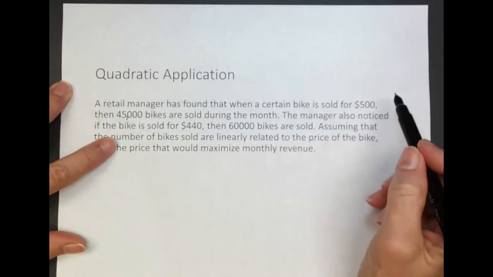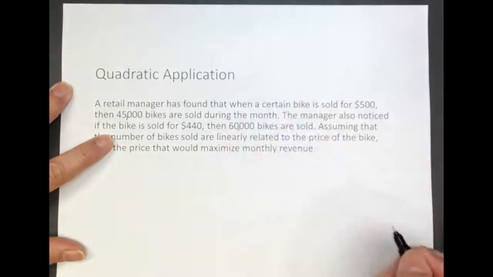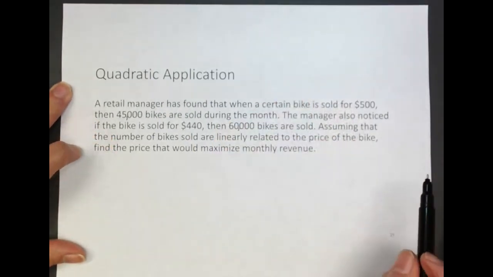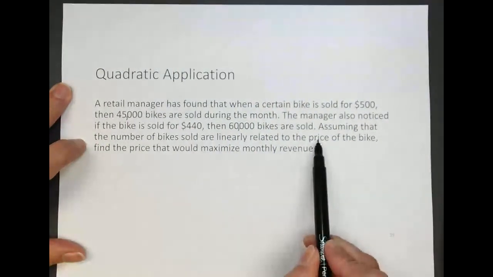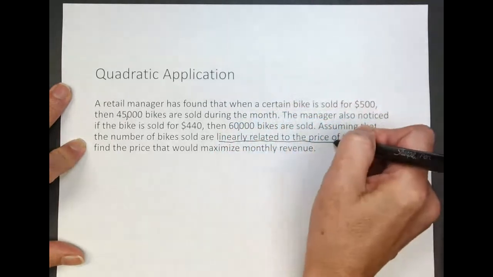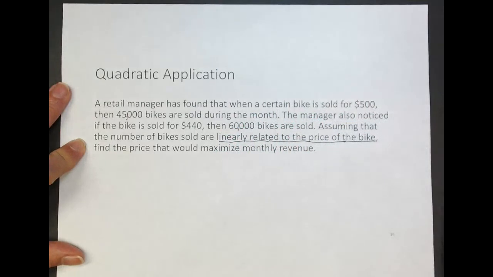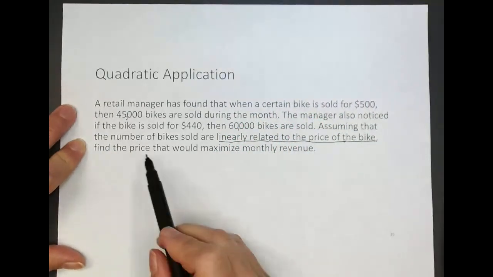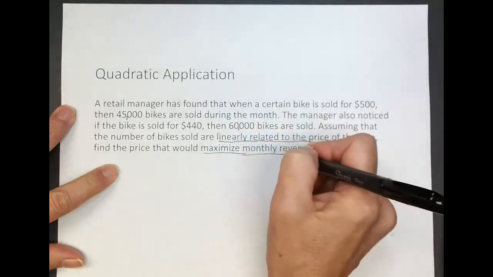The manager also noticed that if they lower the price to $440, or if they have a sale, right, the bike's on sale for $440, they sell more bikes. They sell 60,000 bikes. So, assuming that the number of bikes sold are linearly related to the price of the bike, okay, that's an interesting phrase. Let's underline it. So that means that how many they sell and the price of the bike have a linear relationship. Then find the price that would maximize monthly revenue.